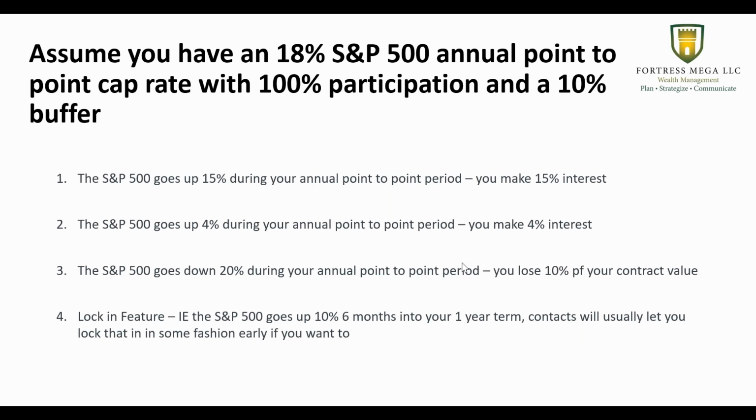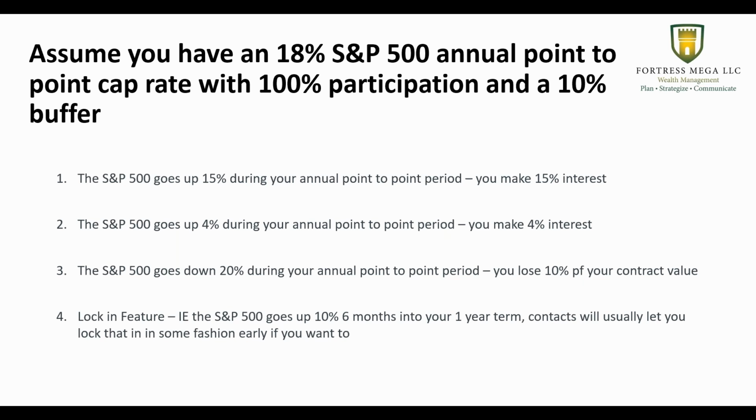And so just to simplify this, if you buy that 1 year bucket, if the market goes up 15, you make 15 because your cap is 18%. If the market goes up 4, you make 4. If the market goes down 20, you lose 10% of your value.